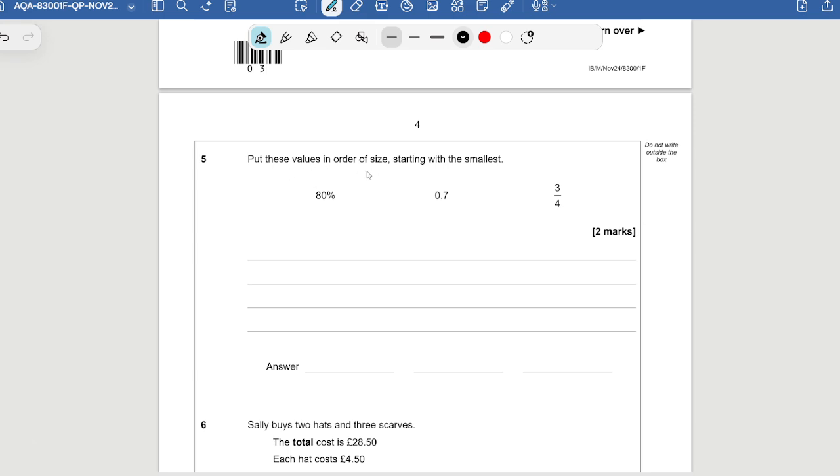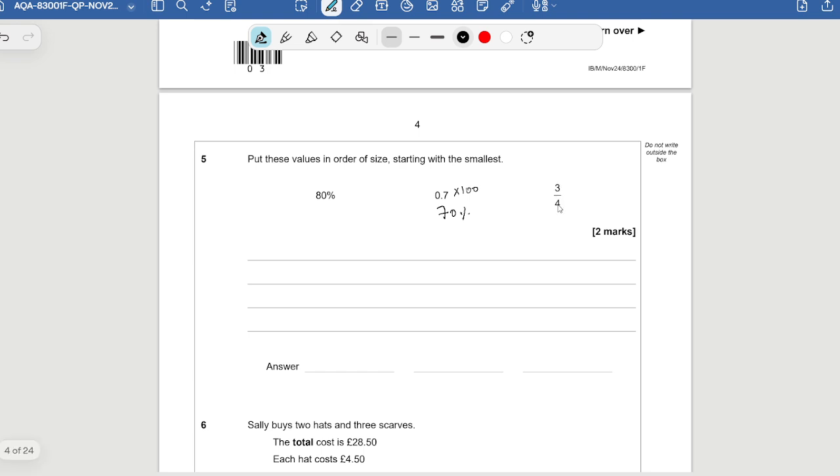Put these values in order of size starting with the smallest. So the numbers here are a percentage, a decimal, and a fraction. To figure out which of them has the smallest value, either convert them all into fractions, or percentages, or decimals, in one proper format. So I'm going with percentage. The first one is already in percentage. The next number is a decimal, so 0.7 as a percent is 70%. So I times it with 100 to get its percentage value.